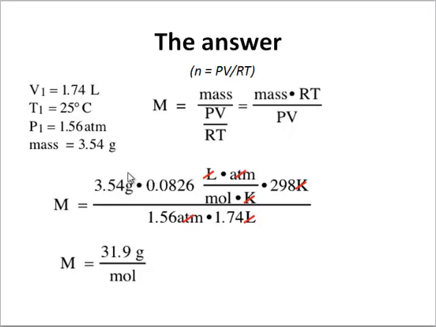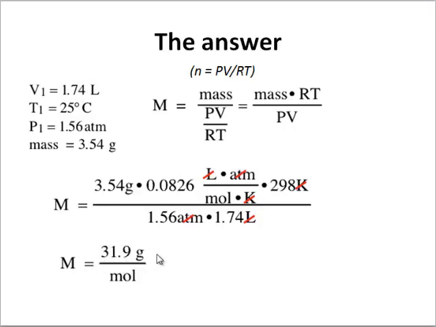The molar mass is then the given mass, 3.54 grams, times the gas constant, times the temperature, 298 Kelvin after we add 273.15 to 25 Celsius, divided by PV. Notice we have units of liters and atmospheres, which is what we need to make the problem work. And we're left with 31.9 grams per mole for the molar mass.